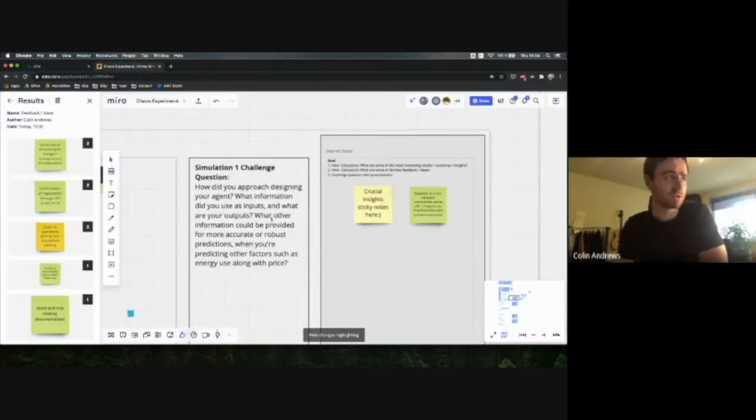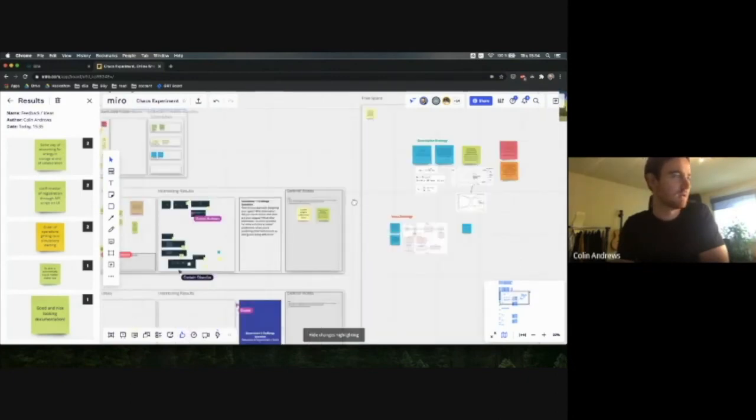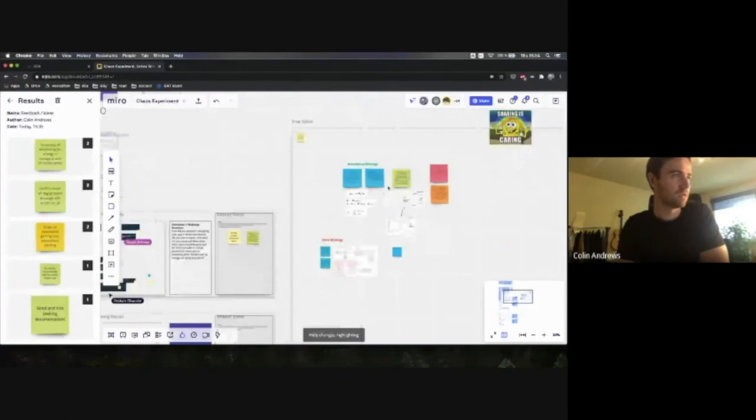But now we'll jump into the challenge question. We'll just have each team go through and start a conversation about how they approach their agent. It looks like we have a couple strategies posted in the free space here, which is great. So let's go right into it. Vuka, why don't you go first?